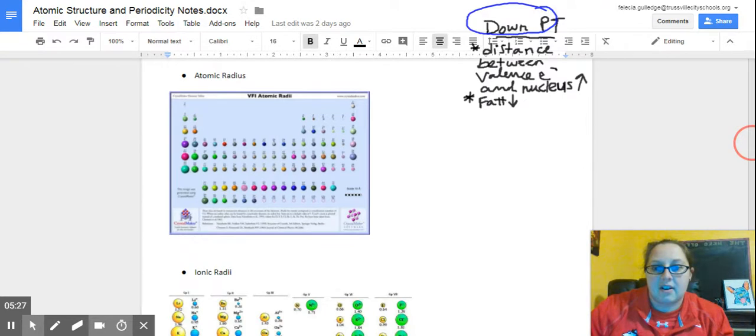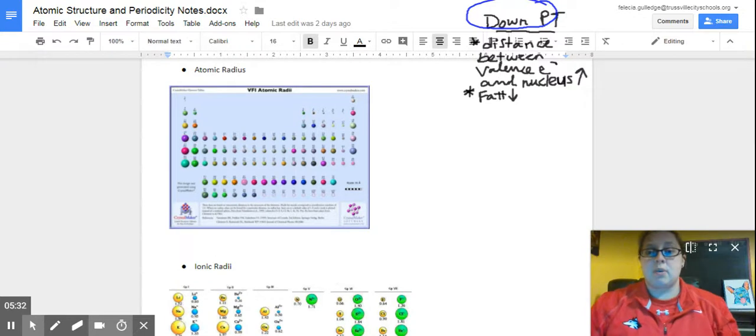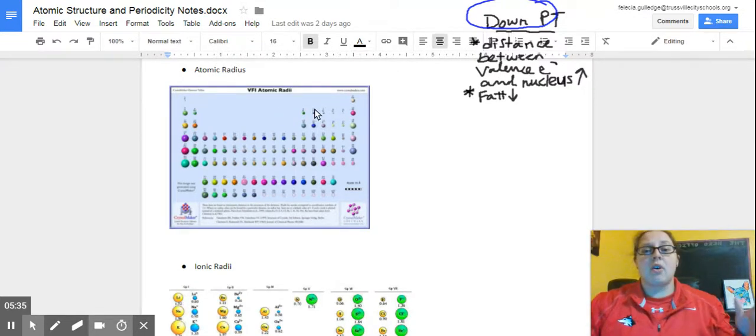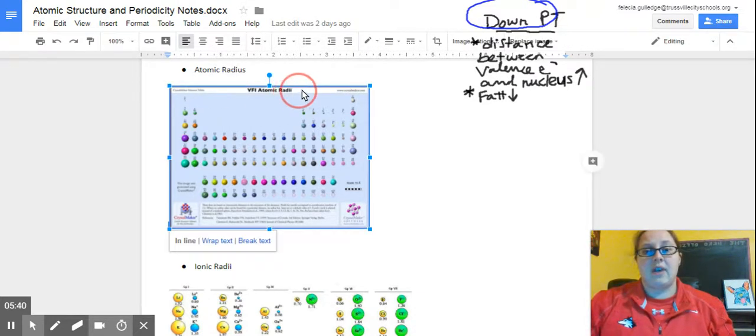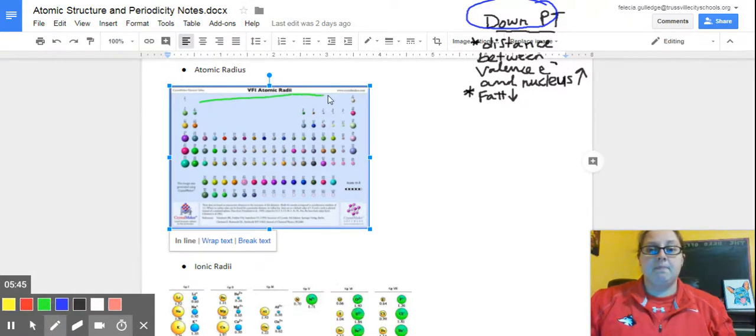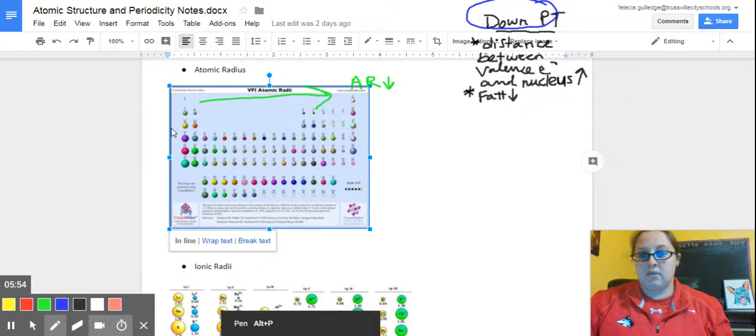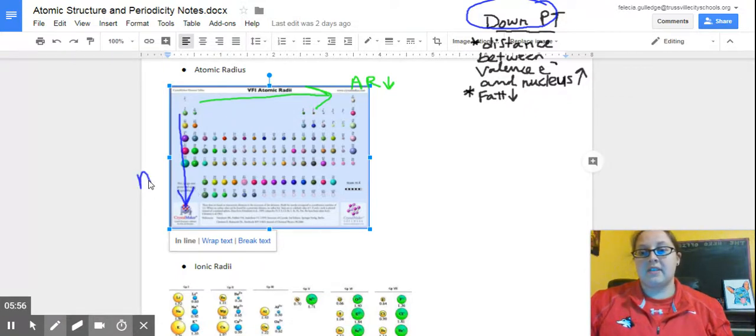We are here. Okay, atomic radius. Now, if you did the inquiry like you were supposed to, what you saw as you go across the periodic table is that the atomic radius decreases. So as you go across the periodic table, the atomic radius decreases. As you go down the periodic table, our atomic radius increases. All right. Now, not only do you have to know the trend, but you have to explain why.